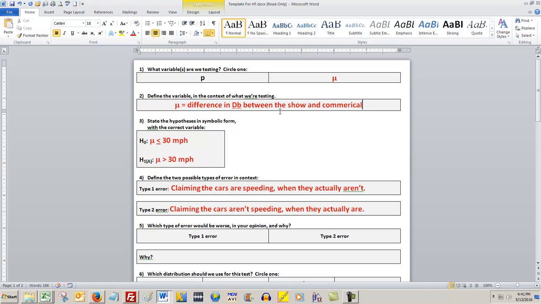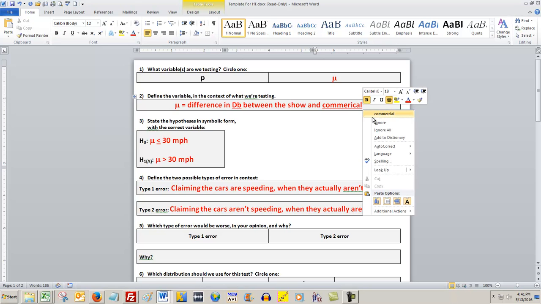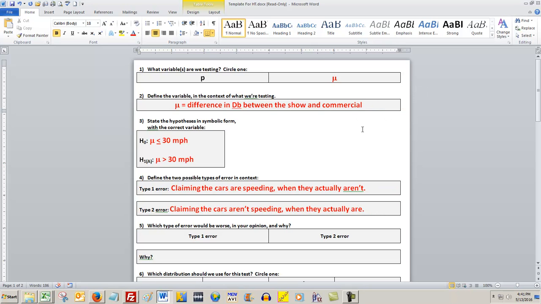Now I want to stop real quick and spell commercial, right? And give one quick mathematical/English warning here. Since it's a difference, that means you're subtracting, and subtraction is not commutative. I wrote difference in decibels between the show and the commercial. What I technically did was the difference between the commercial and the show.